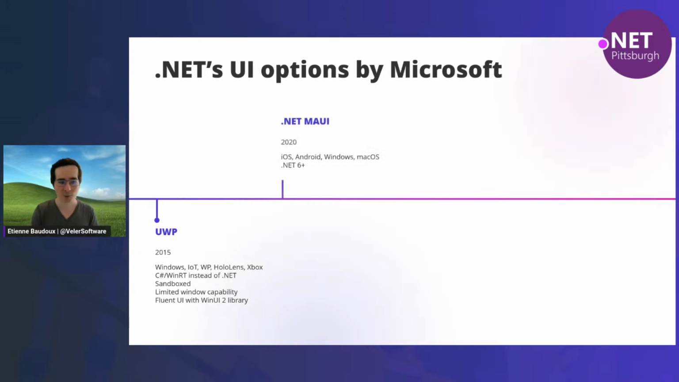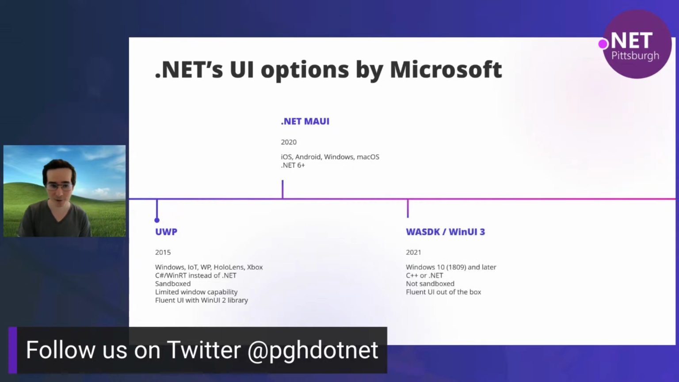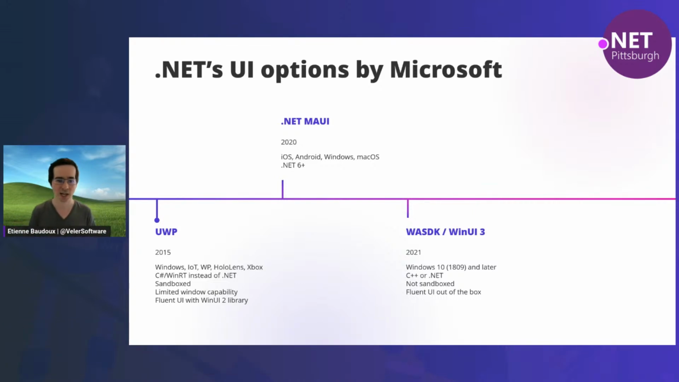So following this, in 2020, .NET MAUI was introduced, and that's a direct evolution of Xamarin.Forms. This allowed making apps for iOS, Android, Windows, and macOS using .NET 6 or later instead of Mono. And then in 2021, we got WinUI 3, which I personally tend to see as a sort of evolution or reboot of UWP, but with a twist.